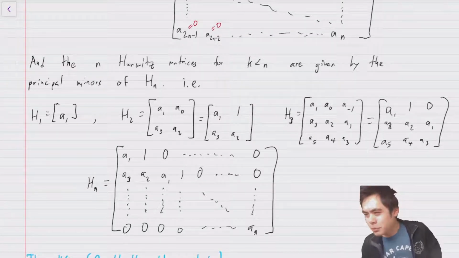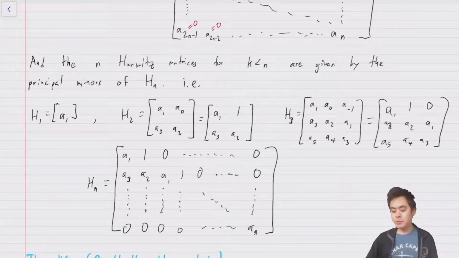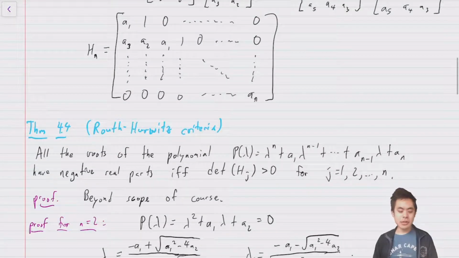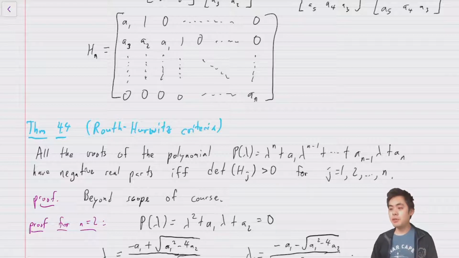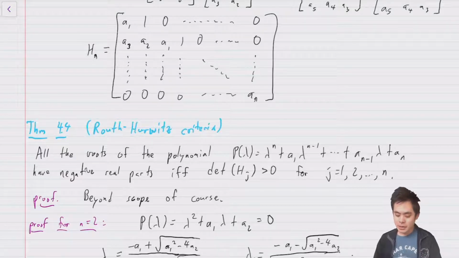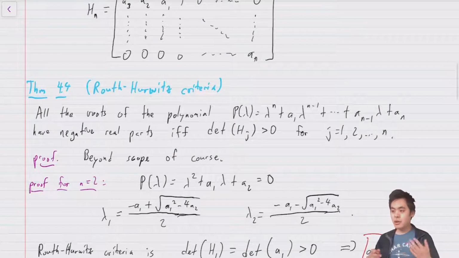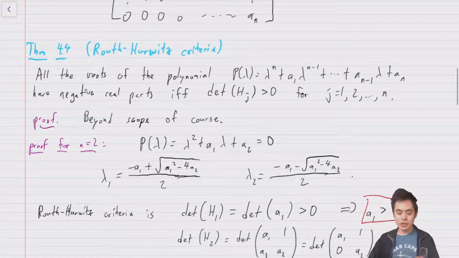Okay, so this is a super weird definition, but it turns out to be helpful. And there's a really important theorem in stability theory that says that all the roots of the polynomial have negative real parts if and only if all the determinants of these Hurwitz matrices Hj for j equal 1 through n are greater than 0. The proof is way beyond the scope of this course. You can look up the references in the textbook if you want.